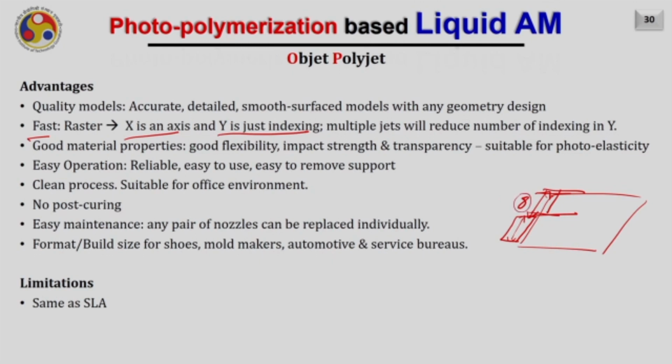Good material property can be obtained here. It's a very easy operation, it is a very clean process, and basically no post curing is required, because we are instantaneously curing each and every voxel or each and every droplet depositing on the substrate. It is easy to maintain, as if any nozzle gets clogged, you need to just replace that, like you replace the cartridge in your conventional 2D printer. The limitation of this process is similar to the SLA process. The parts produced by this technology will keep on absorbing the UV light from the environment, and over a period of time they get very brittle.